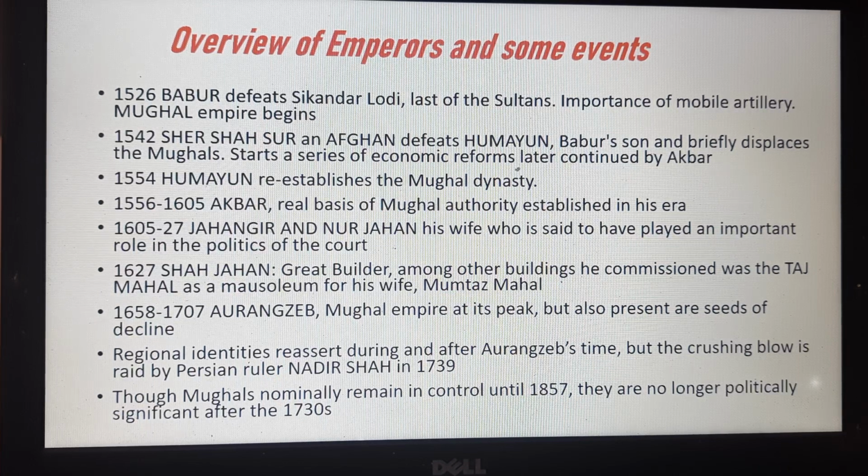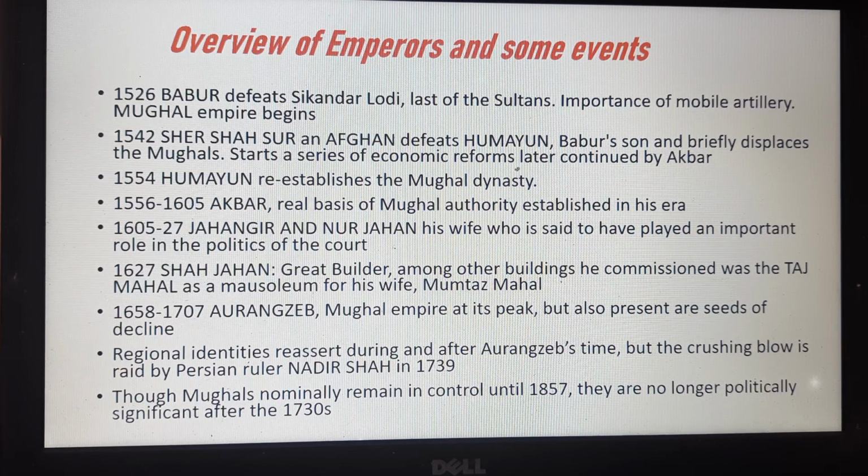Regional identities reassert during and after Aurangzeb's time, but the crushing blow is the raid by the Persian ruler Nadir Shah in 1739. Everything was okay, but Aurangzeb's rule was also playing an important role in the decline of the Mughal Empire. But what happened after the plunderer Nadir Shah came and plundered Delhi in 1739? After that, nothing was left to say, and many changes came.